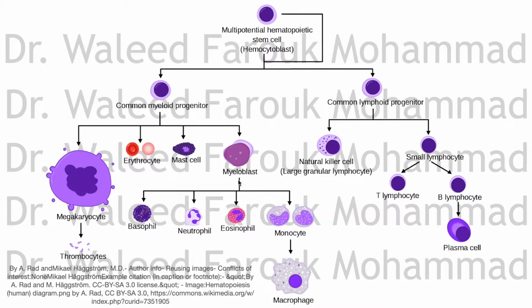The myeloblasts will give rise to the basophils, neutrophils, eosinophils, and monocytes that will eventually give you the macrophage cells. On the other hand, the lymphoid precursor cells will give you the natural killer cells. They are large granular lymphocytes and the small lymphocytes, which will differentiate into T and B lymphocytes. And the B lymphocytes are the precursors of plasma cells. These are the lines of production of the cells of the blood.